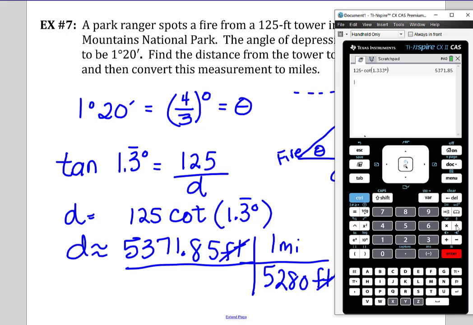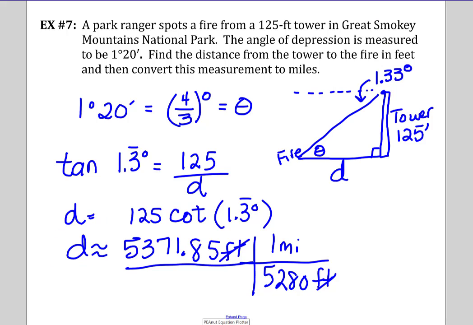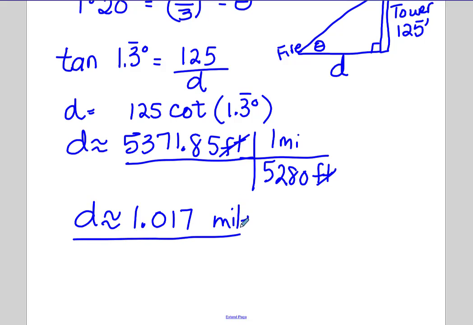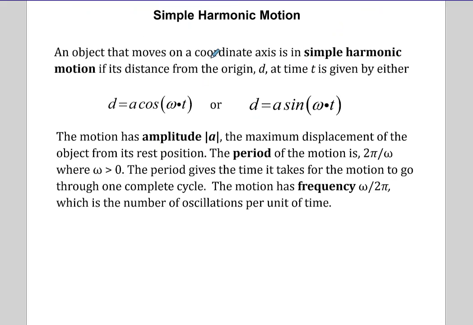So 5371.85 divided by 5,280 feet gives us a little more, 1.017 of a mile. So we're looking at that fire, and that fire is roughly 1.017 miles away from the tower in the Great Smoky Mountains. And then our last type of practical application is going to be simple harmonic motion.